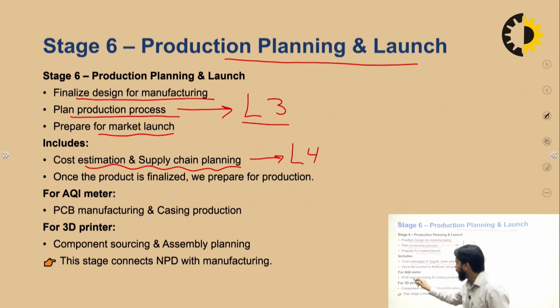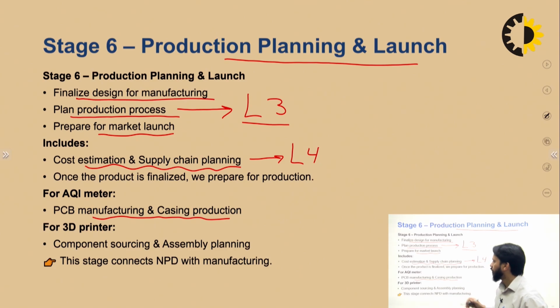So for the AQI meter, you can see the example of PCB manufacturing, the manufacturing of the circuit board. You can see the 3D printing component sourcing and assembly planning. These kinds of planning you have to do in the production planning stages.